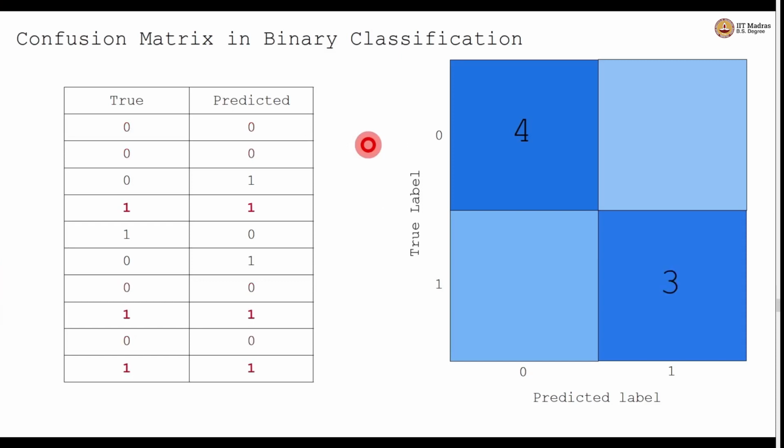particular cell. Moving along in the same way, the number of instances where the true and predicted label match for the class 1, there are 3, so we have written here the value 3. Likewise, we can fill up the other 2 cells also, and this is how the confusion matrix is constructed in a binary classification problem.